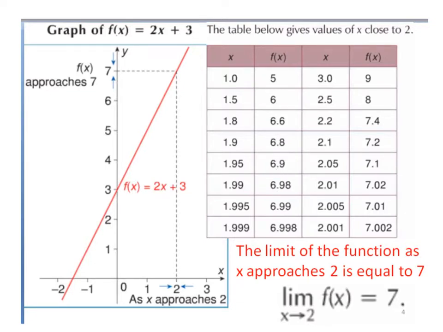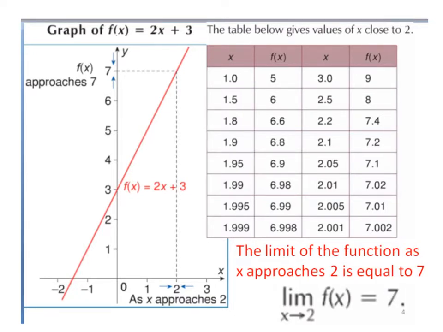Now we know that if we substitute 2 into our equation, we have 2 times 2, which is 4, and 4 plus 3 is 7. So the limit of our function as x approaches 2, as x gets closer and closer to 2, is 7. So as our x values get closer and closer to 2, our y values get closer and closer to 7.